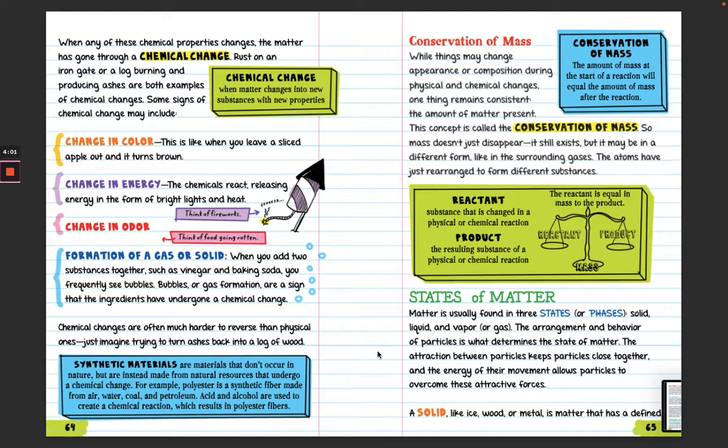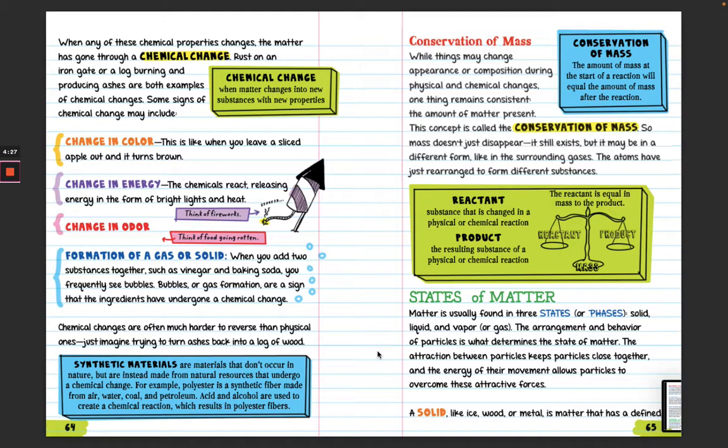Chemical changes are often much harder to reverse than physical ones. Just imagine trying to turn ashes back into a log of wood. Synthetic materials are materials that don't occur in nature, but are instead made from natural resources that undergo a chemical change. For example, polyester is a synthetic fiber made from air, water, coal, and petroleum. Acid and alcohol are used to create a chemical reaction, which results in polyester fibers. Conservation of mass.